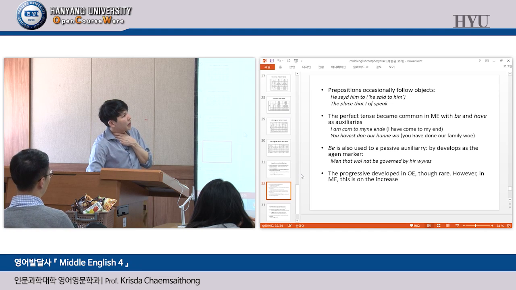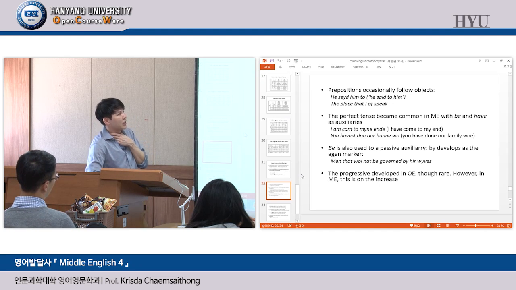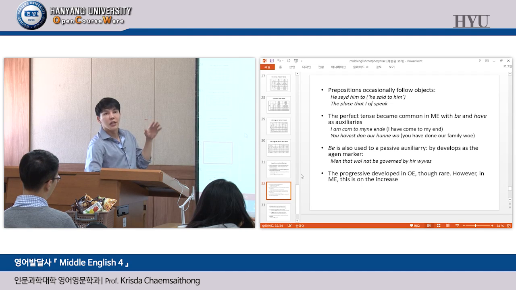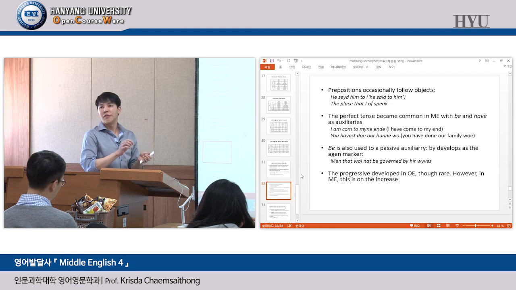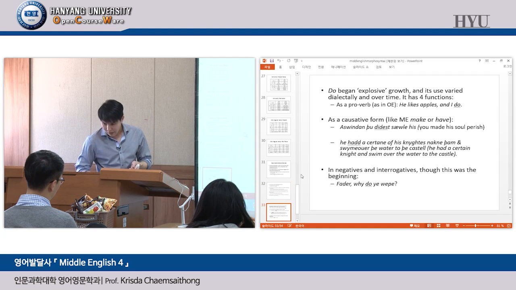The perfect tense became common in Middle English with be and have as auxiliaries. In Old English, you didn't really have the perfect tense, but the perfect tense did increase in Middle English, as you can see here. And be is used as a passive auxiliary beginning in Middle English. So passive voice started in Middle English. And the progressive developed in Old English, but rare. But in Middle English, this is on the increase. So progressive form like I am doing something, like that.